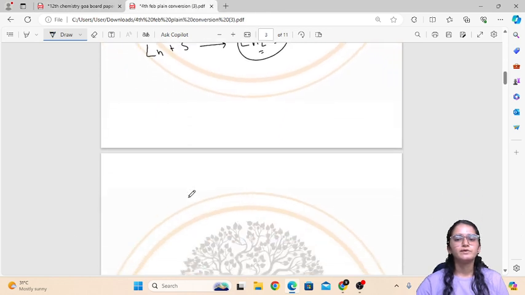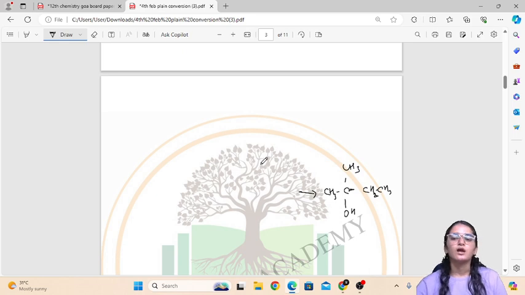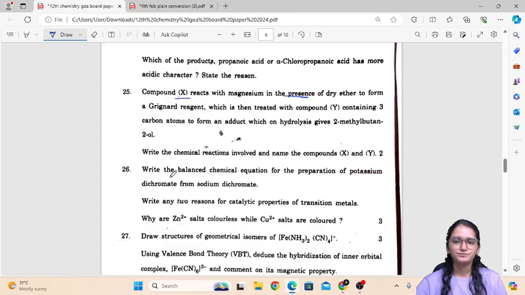So first of all we will write the final product. What is our final product? 2-methyl butane 2-ol. So butane means 4 carbons, 2-methyl, so CH3, and ol, so here OH. So CH3, then C, then CH2 and CH3. This is 2-methyl butane 2-ol. So before that we have to see what we have to add here.